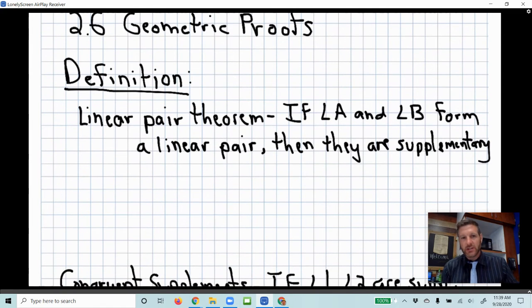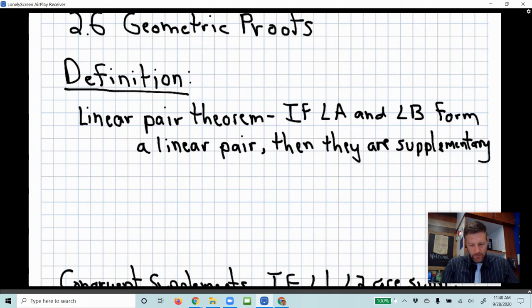We've got several definitions, and basically all these definitions are geometric theorems that you can use as your reasons or your justifications within your proofs. You're going to want to know these and keep them in your back pocket, so that when you're completing a proof and you encounter one of these situations, that can become your reason for proving something true. So let's take a look at what some of these are.